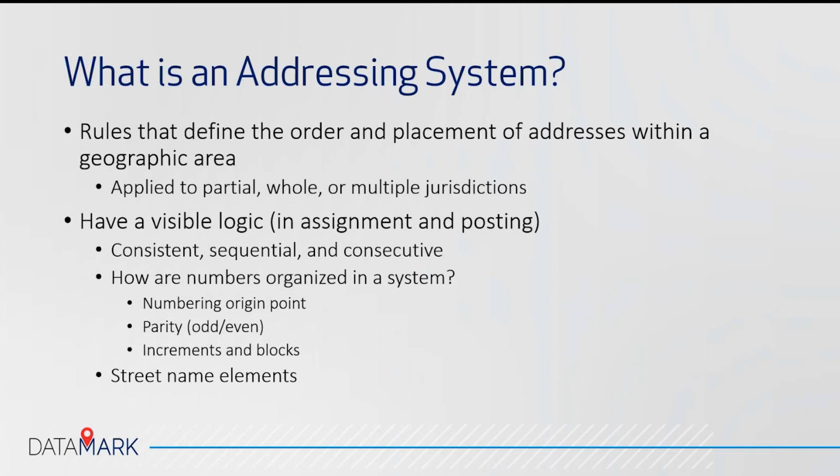Odds, evens, we've talked about already with the parity. Parity refers to odds on the left, evens on the right. That's a best practice. You can have a parity of both, but that is not a public safety best practice. It's more to accommodate situations where that type of addressing has occurred, where you've got evens and odds on the same side. Some numbering systems increment, and some have blocks, so you'll have a 1,000 block or a 2,000 block. And then, of course, the different street name elements. Do you have directionals? Do you have post directionals?